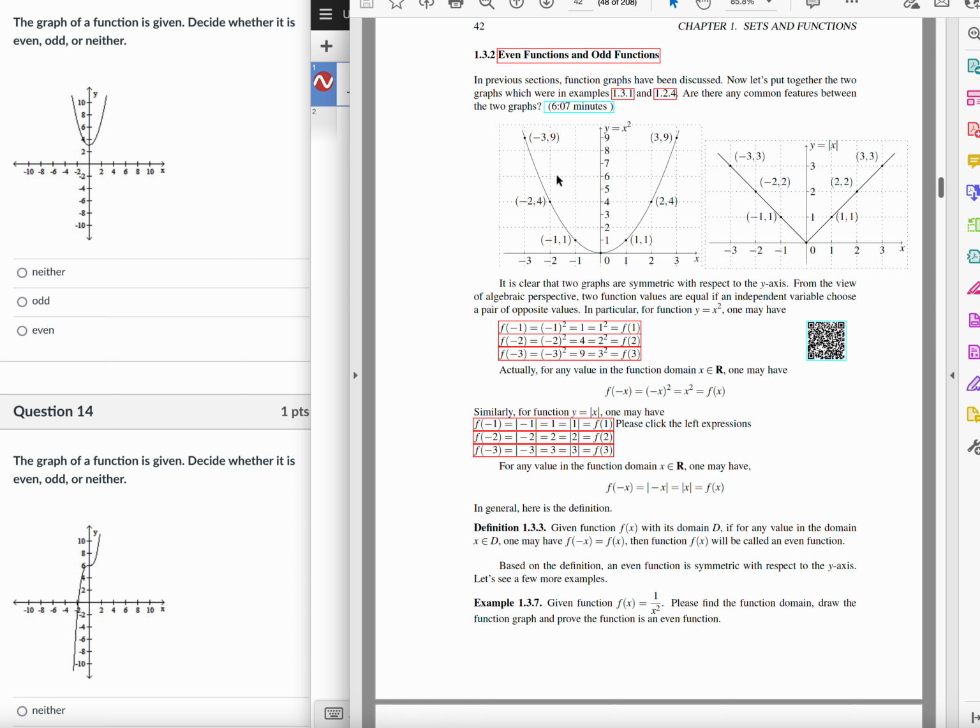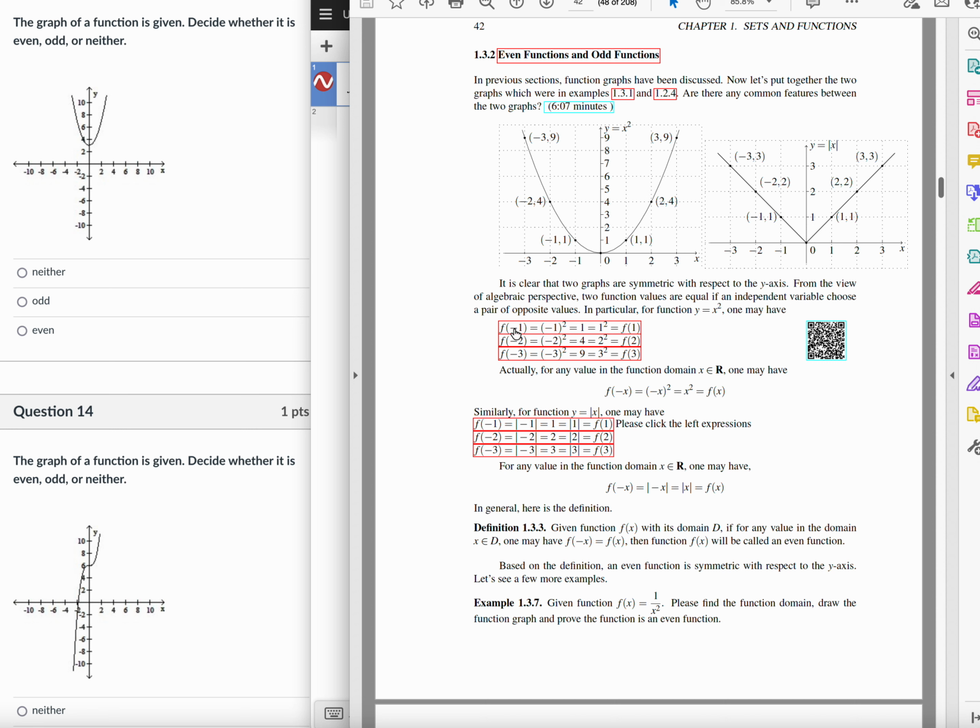See the property of functions. The first one is about even function, odd function. We want to look at this question to see if this function is even or odd. Recall what's the meaning for even function?